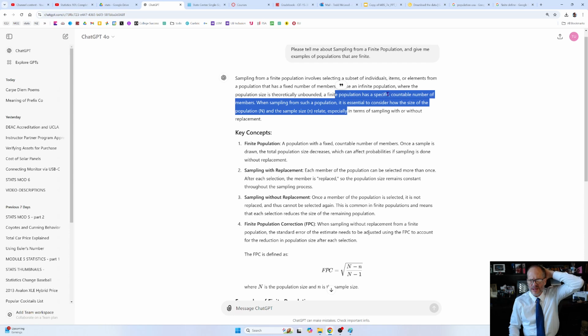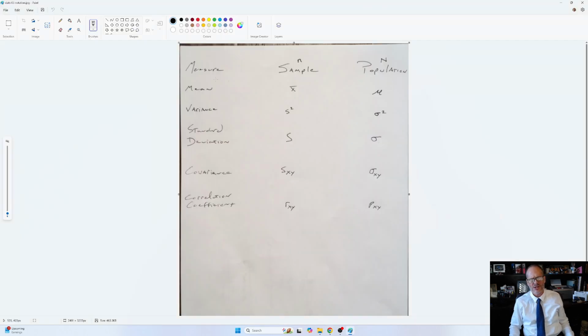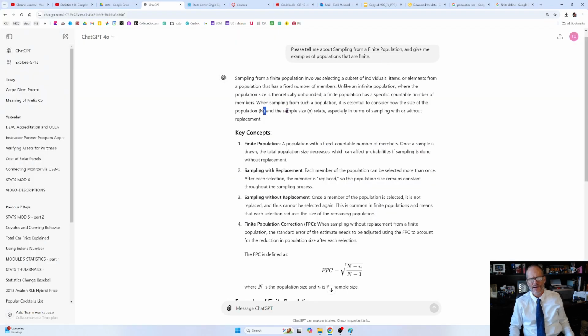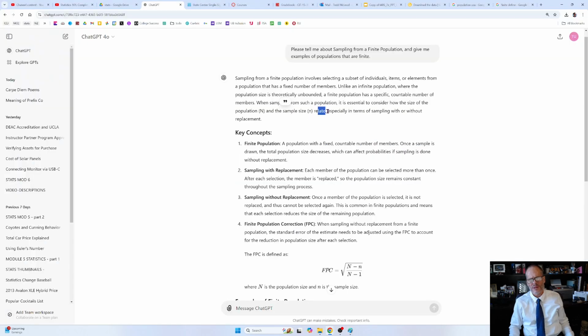A finite population has a specific countable number of members. When sampling from such a population, it is essential to consider how the size of the population, capital N, and if you remember our notation, the notation for a population is capital N, and the sample size, a lowercase n, relate, especially in terms of sampling with or without replacement. So are we sampling and then we put the piece back and we sample again, or we sample and we take the piece out and we don't put it back, so the next sample won't include the one we already sampled. That's interesting, with or without replacement.